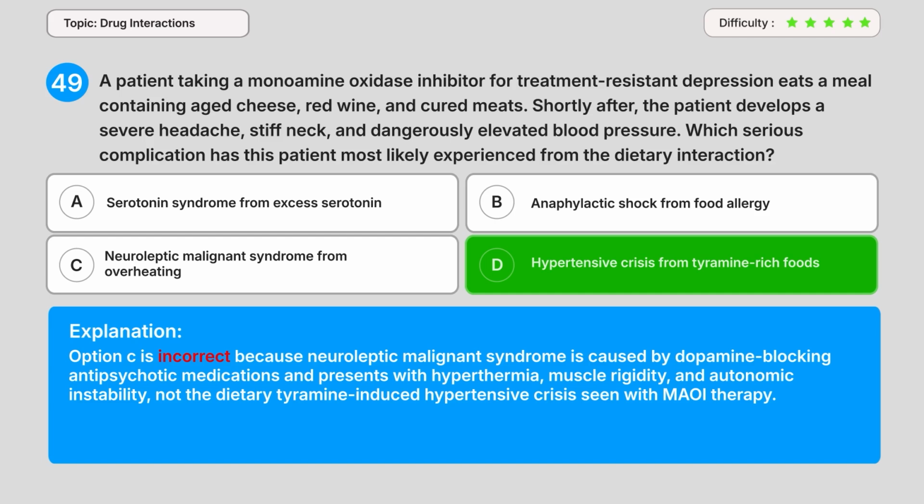Option C is incorrect because neuroleptic malignant syndrome is caused by dopamine-blocking antipsychotic medications and presents with hypothermia, muscle rigidity, and autonomic instability, not the dietary tyramine-induced hypertensive crisis seen with MAOI therapy.